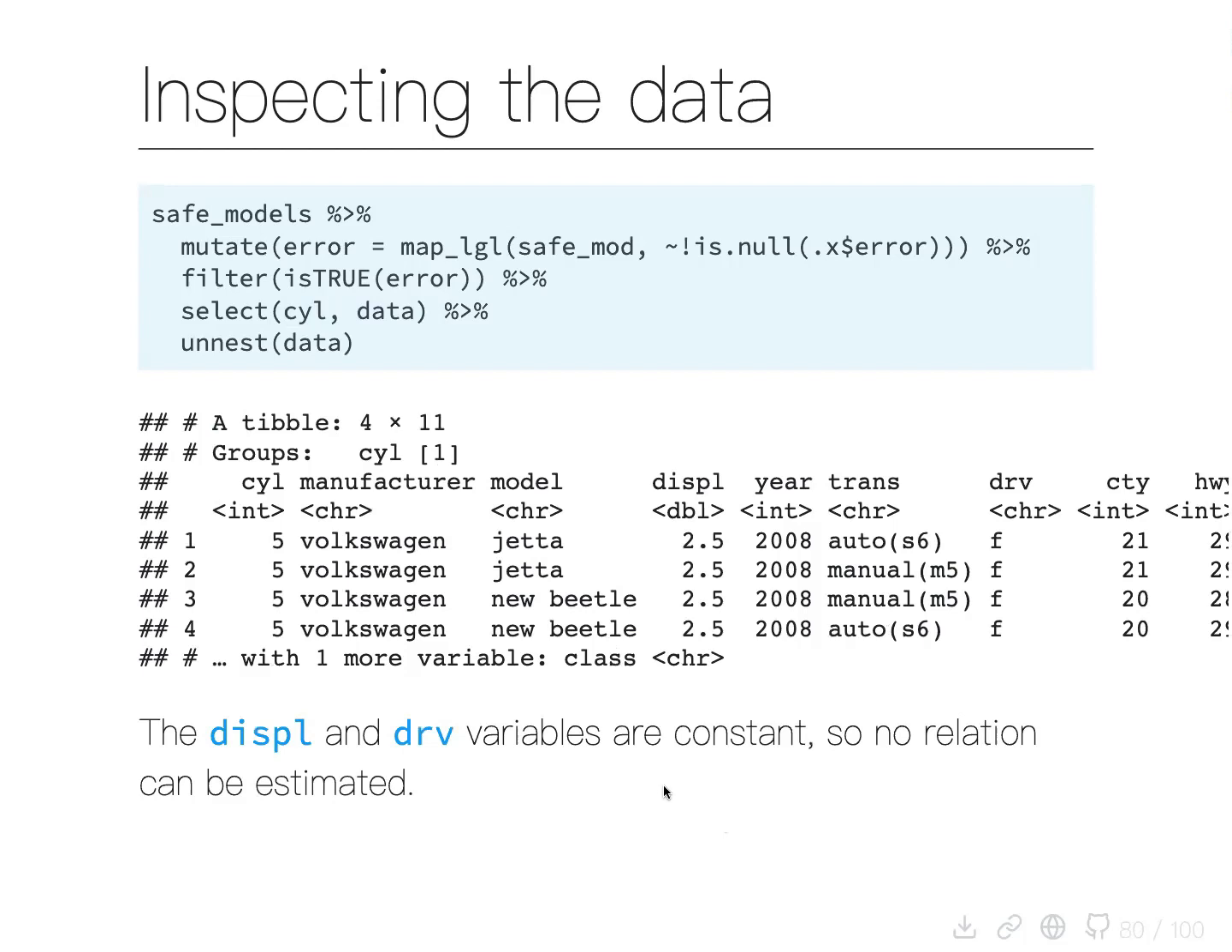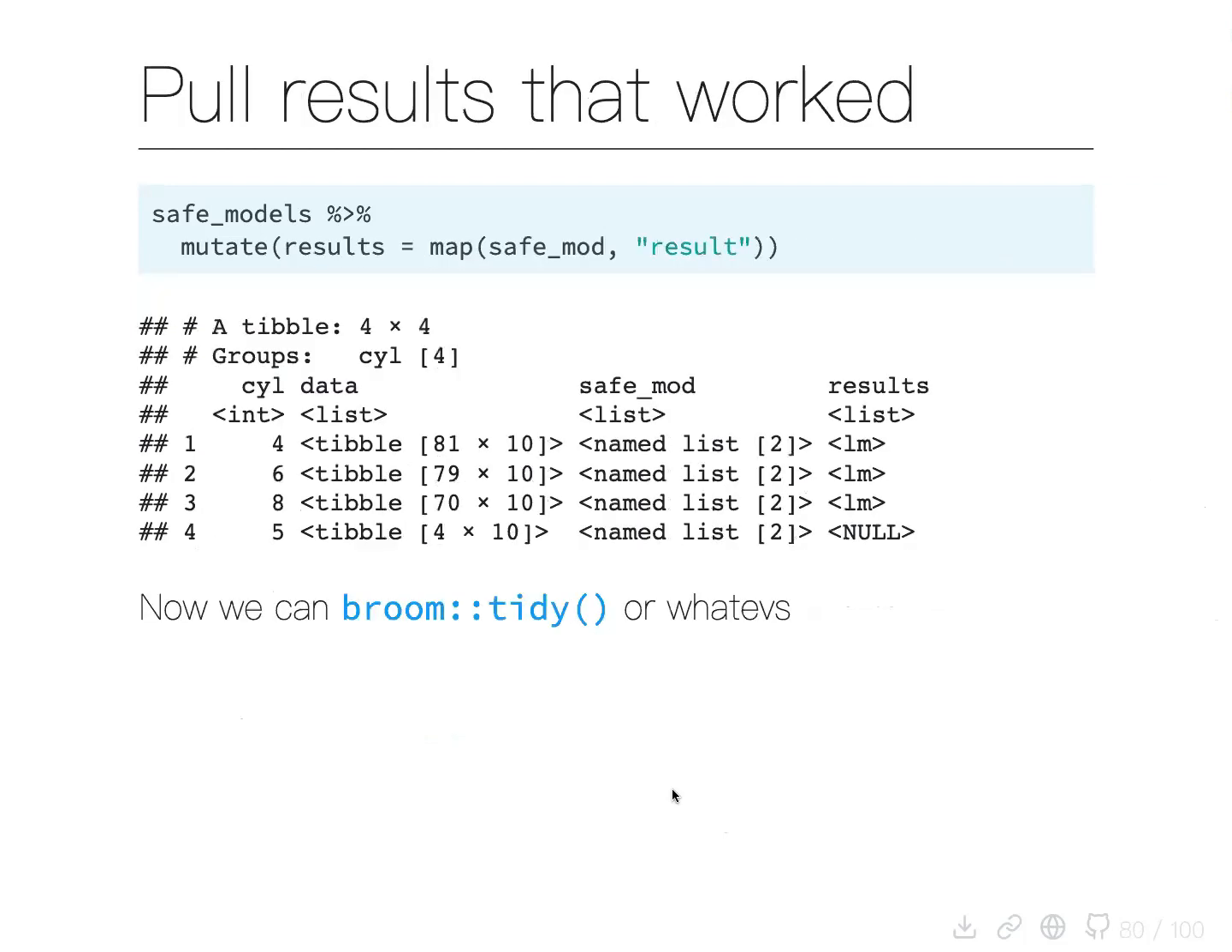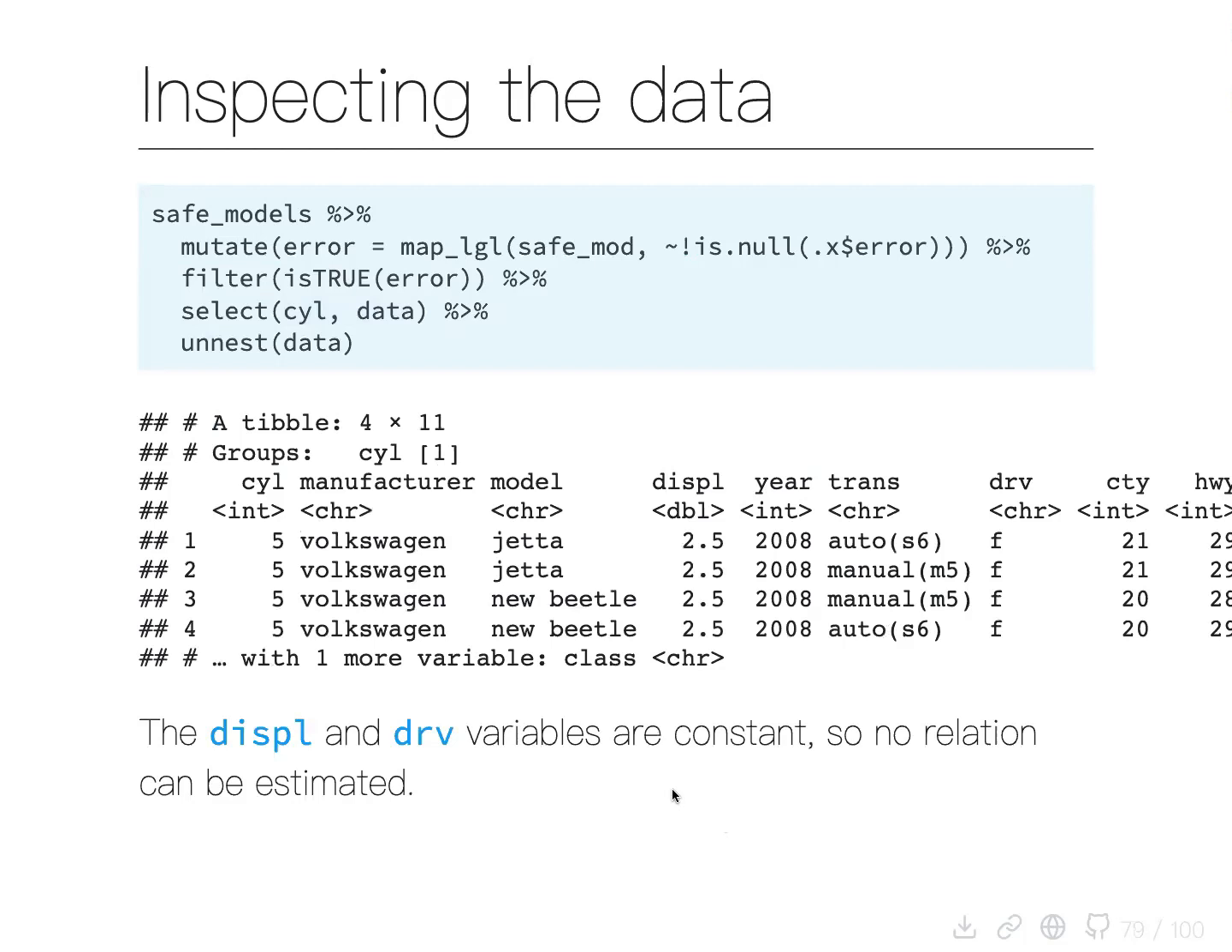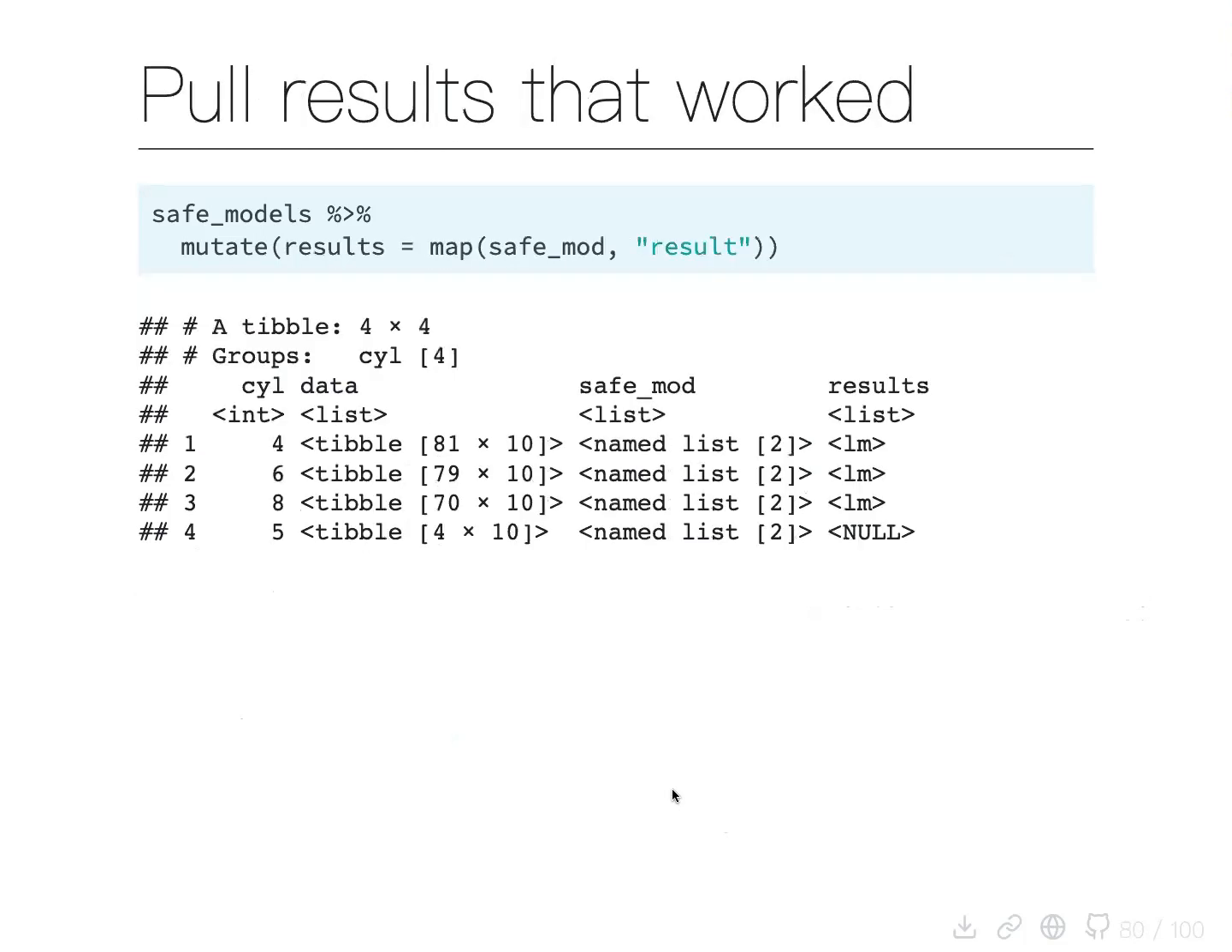So this is a case where it's good to know what's going on, but we probably just want to say, okay, well, we're going to ignore that then, and we're going to just pull the results that we can. So now we're going to loop through safe mod again, and I'm going to pull the result.